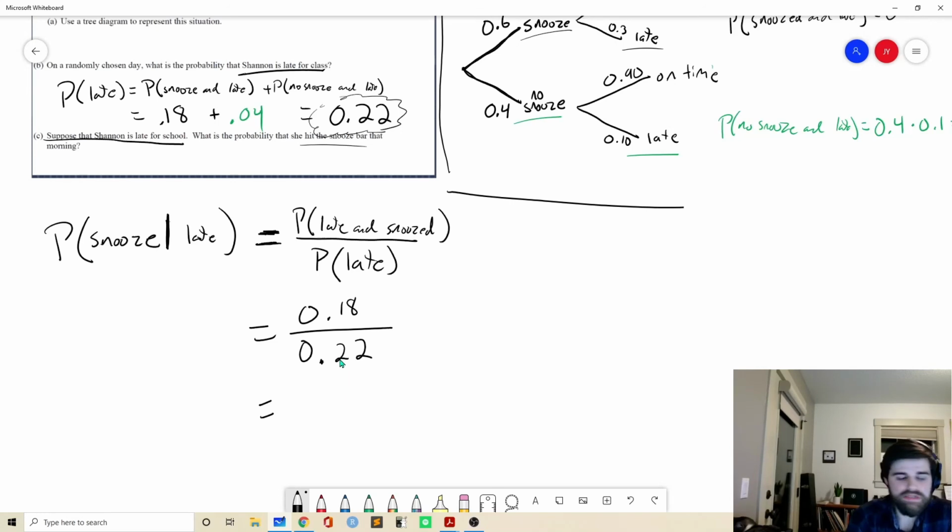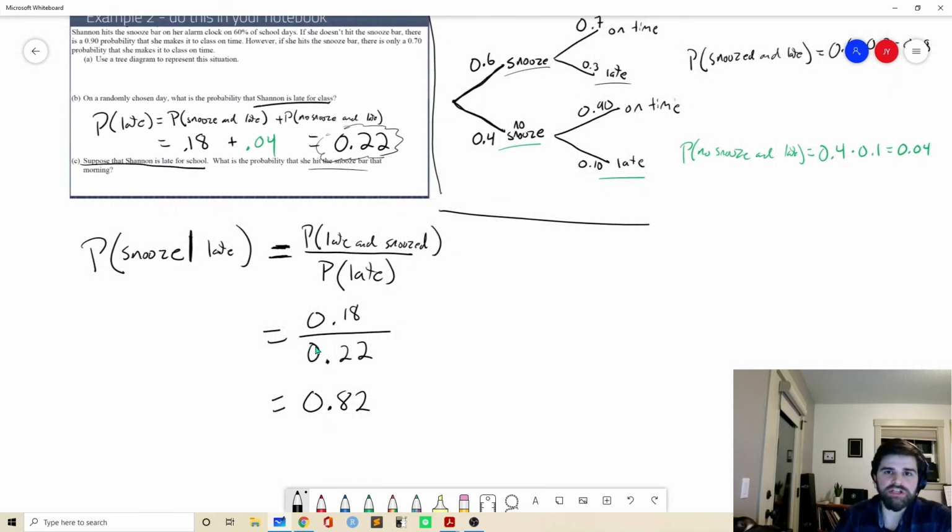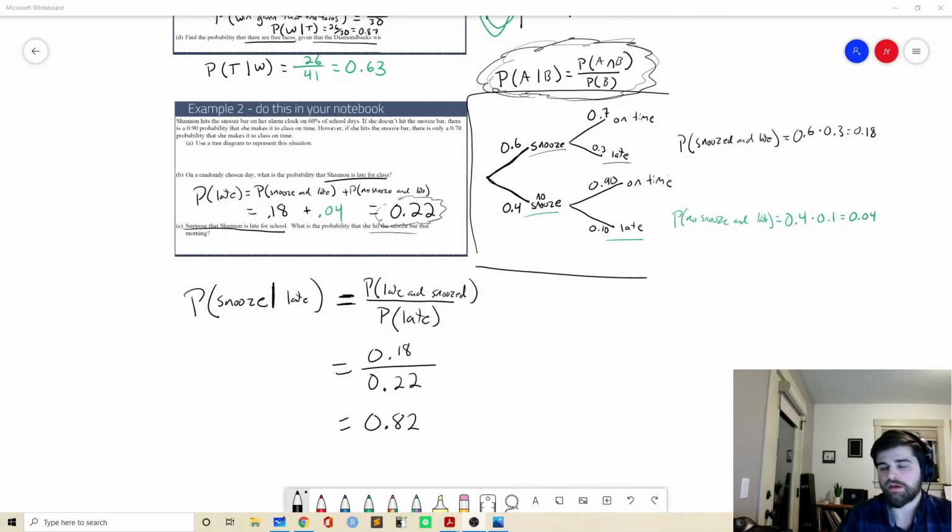All right, so 0.18 divided by 0.22 is 0.82. So if she's late for school, there's an 82% chance that it's because she hit that snooze button. There's an 82% chance that she hit the snooze button. We're not going to assume causality. All right, so we'll stop there for this video, and next time we'll look at the idea of independence, how we can use conditional probabilities to find out if two events are independent or not.